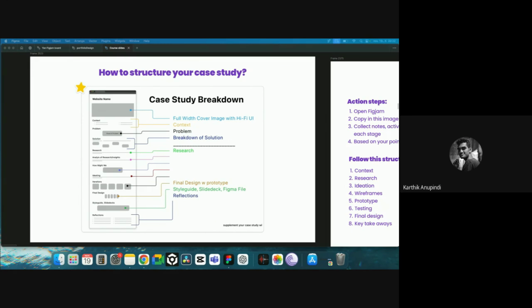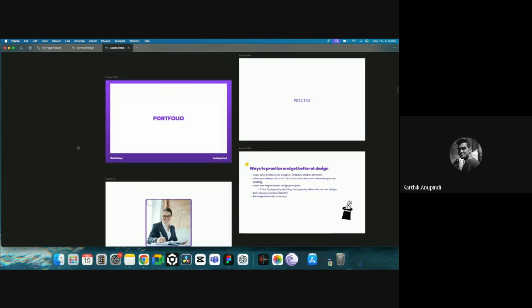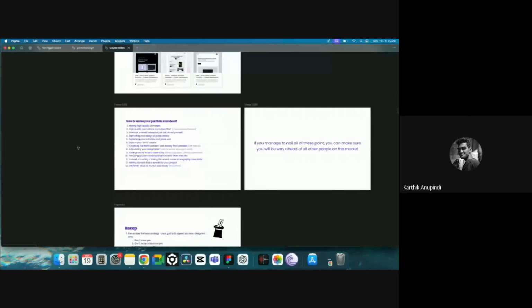Hey, Varun, I have a small question, not exactly regarding the design process, but a specific bit. In the case study, is it recommended to have the video of the prototype or the complete Figma file wherein the recruiter or the designer who is looking at the case study can have the hands-on experience? So which is preferable?